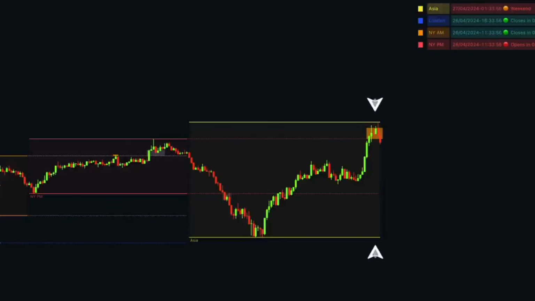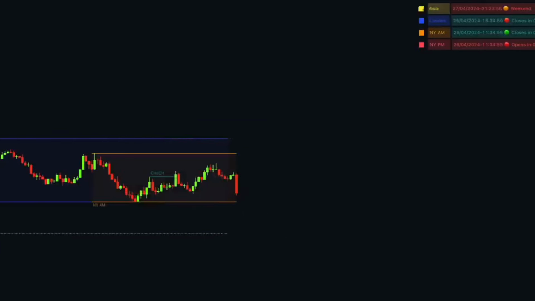This tool displays the volume traded at different price levels over a specified period. It helps traders identify areas of high and low trading activity, providing insights into potential support and resistance levels. The Volume Profile Indicator plots a histogram on the price chart showing the volume traded at each price level.